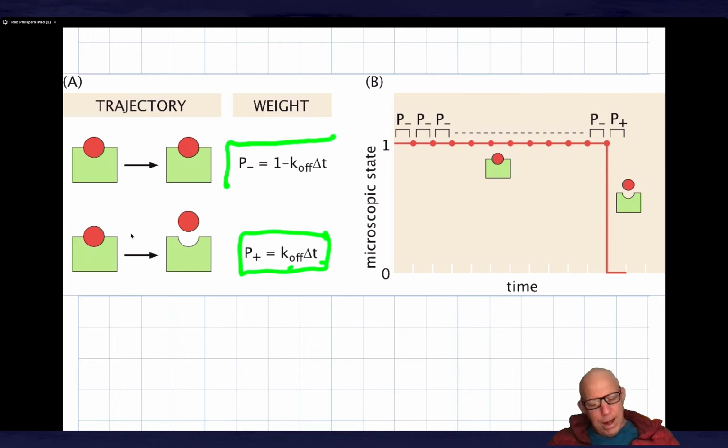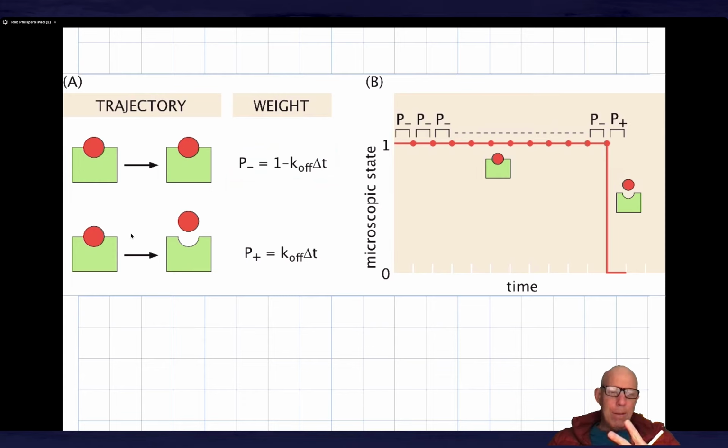The probability of that not happening is 1 minus the probability of it happening. There's only two things that can happen. Either it stays put or it comes off. So if it doesn't come off, then it stays put. So that's 1 minus the probability that it comes off.